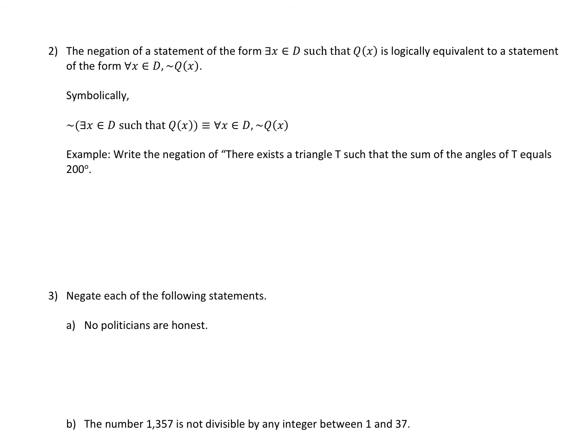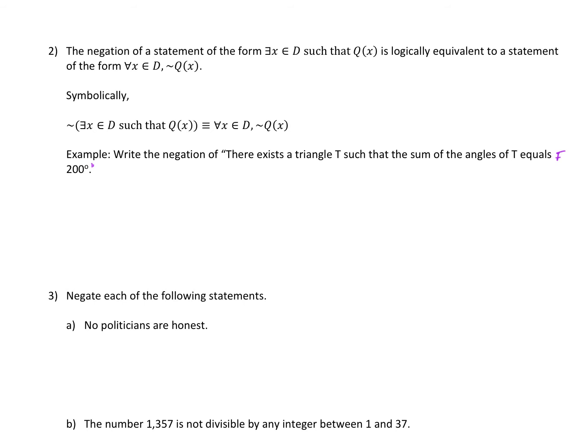So for example, let's write the negation of there exists a triangle T such that the sum of the angles of T equals 200. We know that's a false statement because there is no triangle whose angles add up to 200. Every triangle adds up to 180. So the statement I've given is false, and I'm going to write its negation, which should be true, with the opposite truth value.